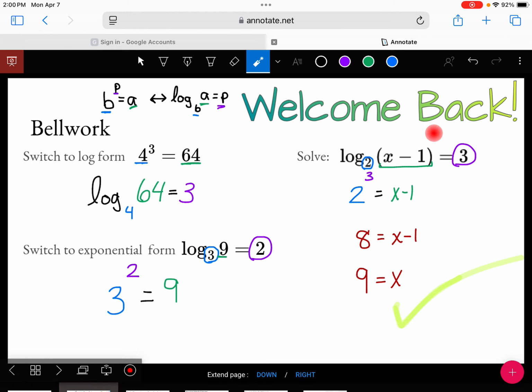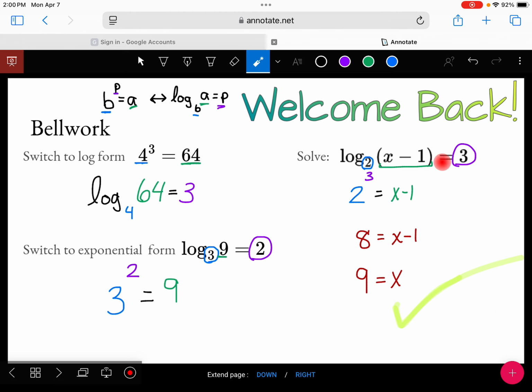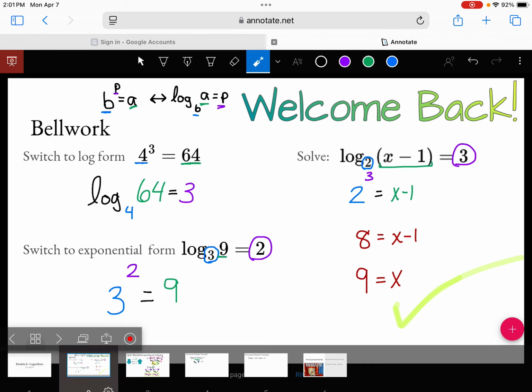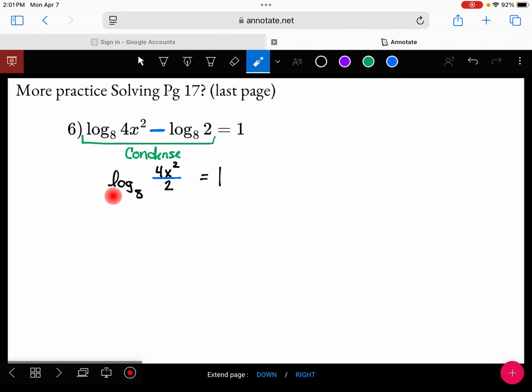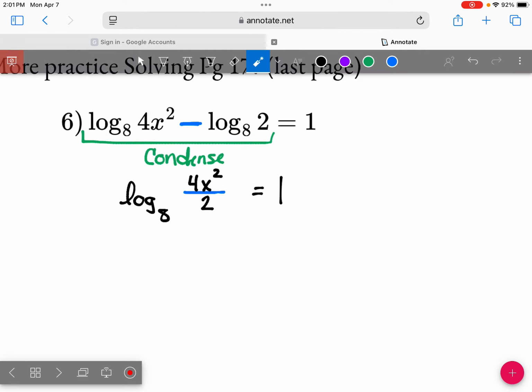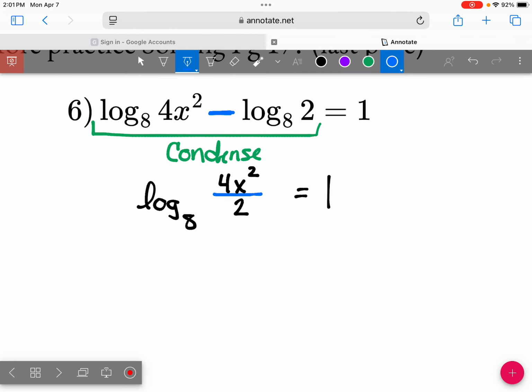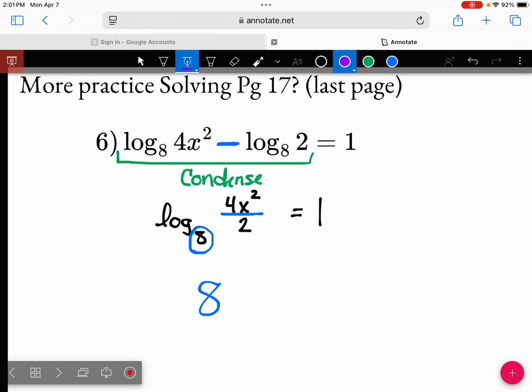Now we're back to exactly what this kind of guy was. So just like we did over here, how we took our logarithm and switched it to exponential, we can take our logarithm and switch it to be an exponential function. We're going to have our base of 8. What's our power? 1. And our argument is this guy, our 4x squared over 2.